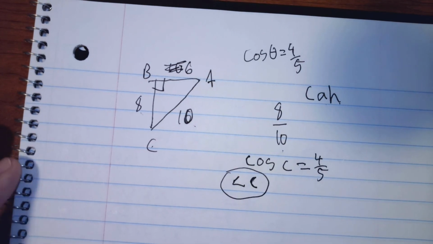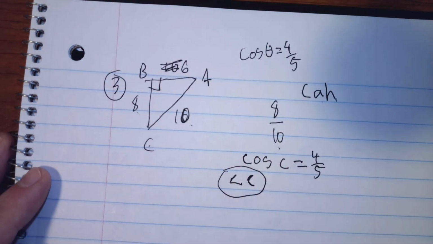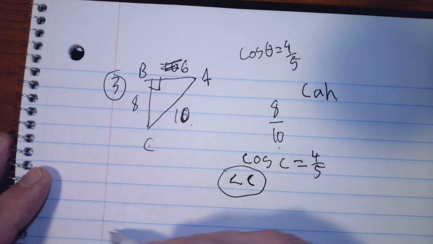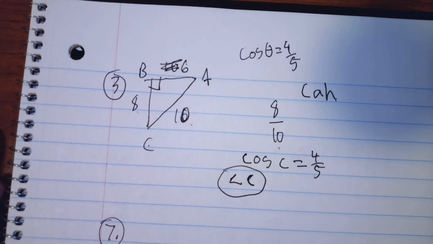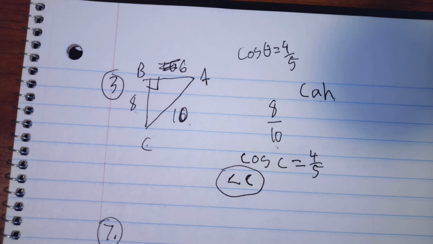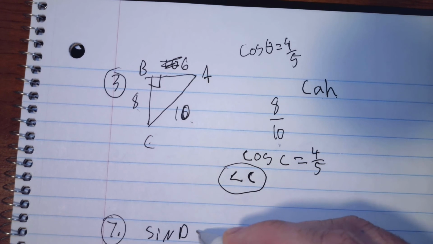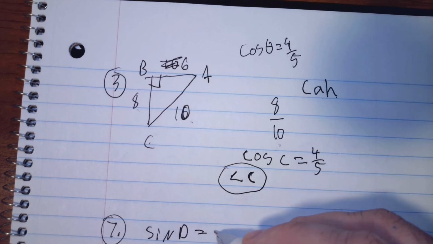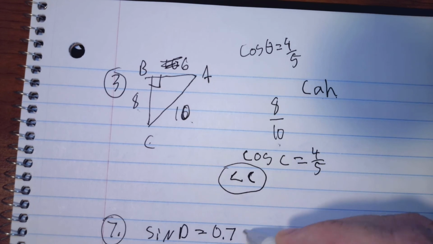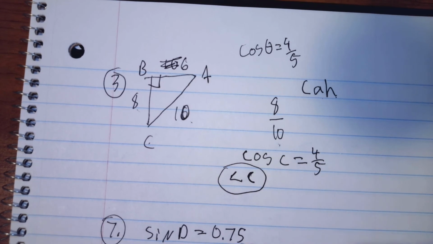All right, let's move on down the road to number 7. This would be number 3 in your book, the first one in your big ideas. It's going to say, let D be an acute angle. Use a calculator to approximate the measure of D to the nearest tenth of a degree. Basically, don't make this into something that it's not. It should be easy. We're trying to find an angle.